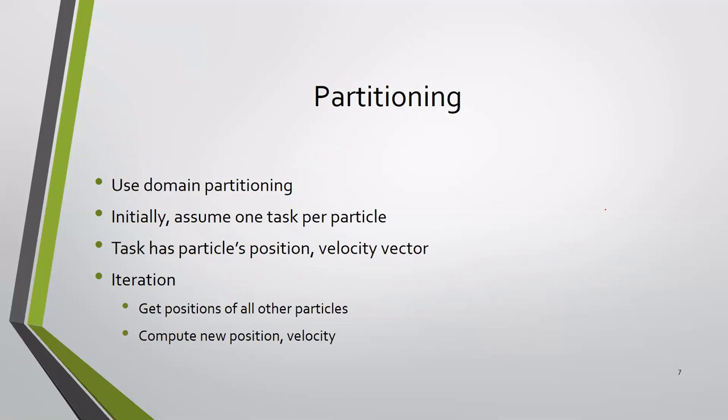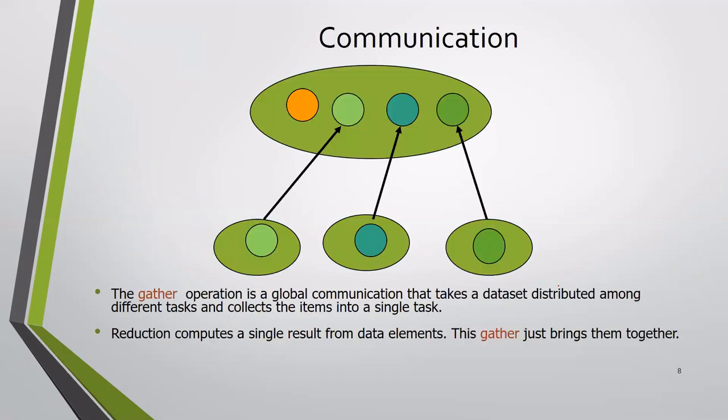As this is the third case study of Foster's design methodology, we'll start with the first step of it, partitioning. Here each particle is assumed to be a task. Each task has its velocity vector and its current position. So in each iteration, the task will be updated with a new position and velocity value.